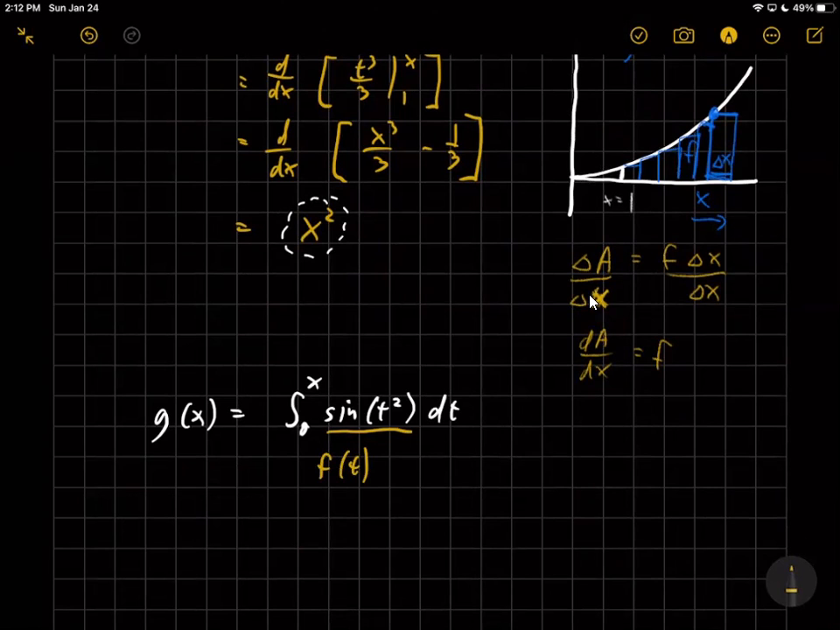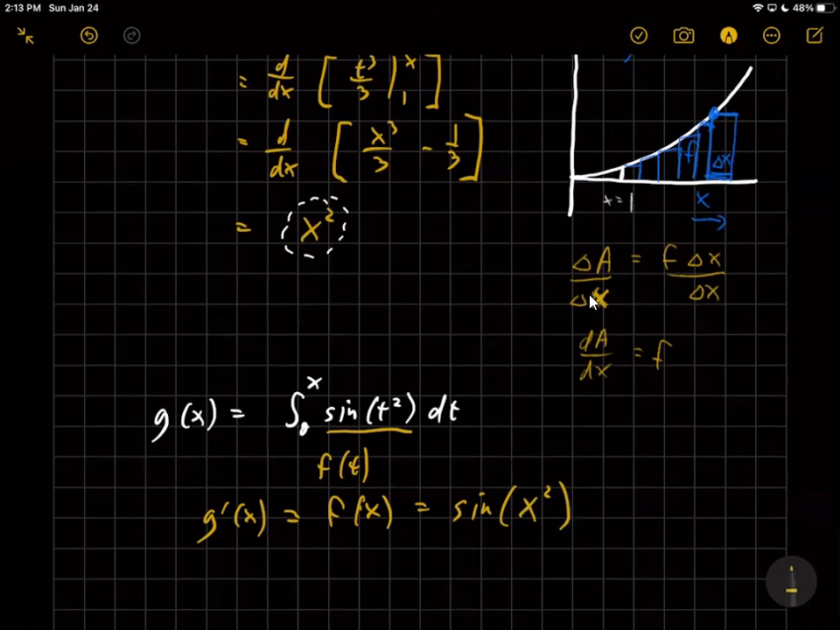We know that g is the antiderivative of that. So g prime of x needs to equal little f of x. That means we would just take the sine function of the variable squared.